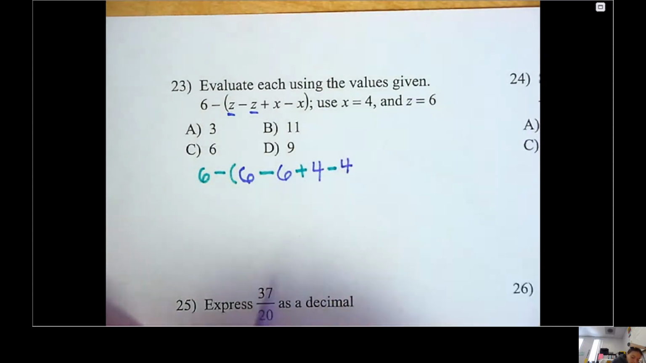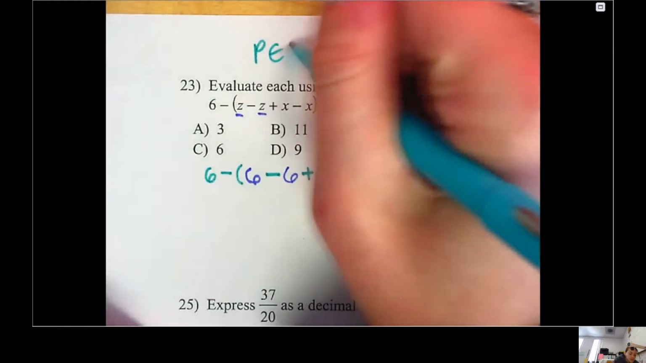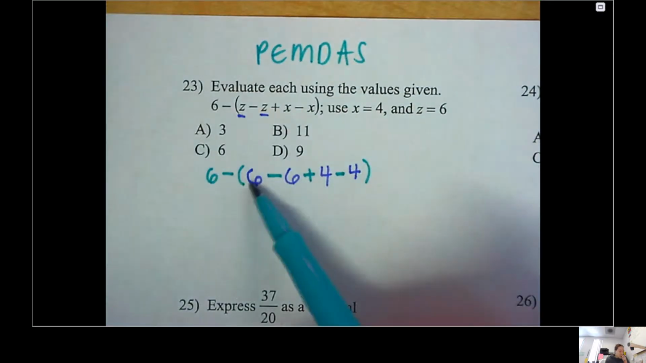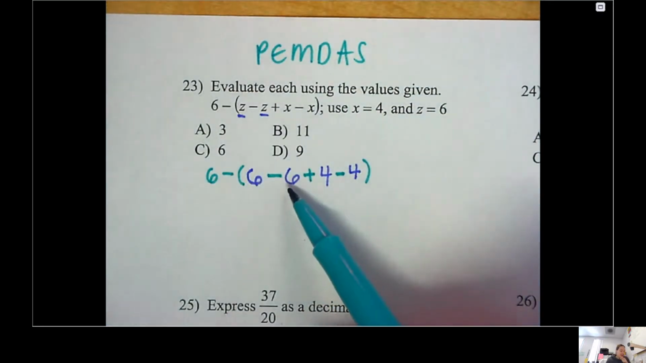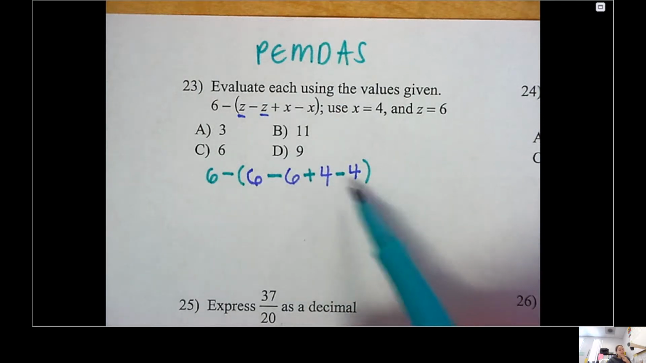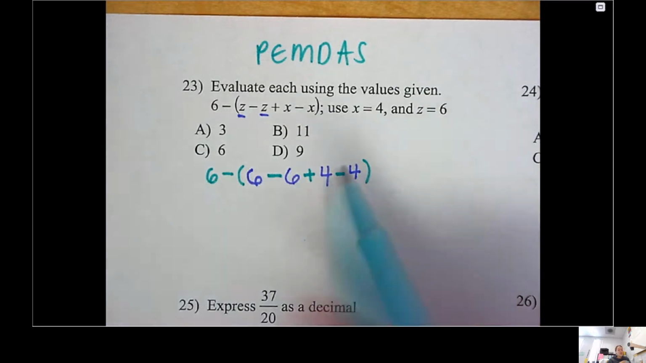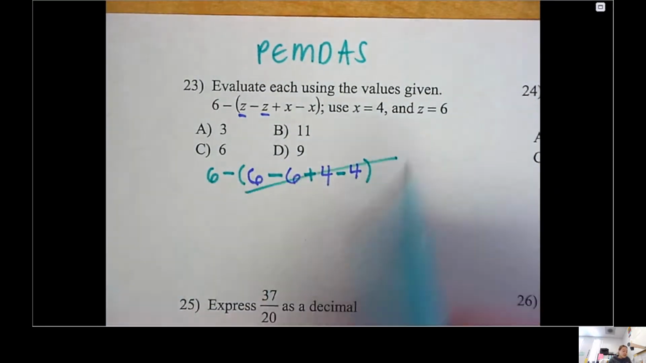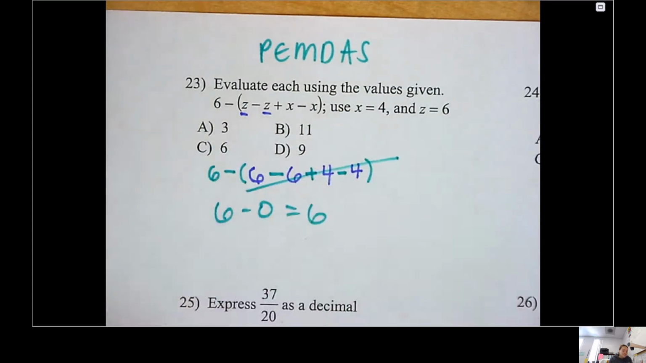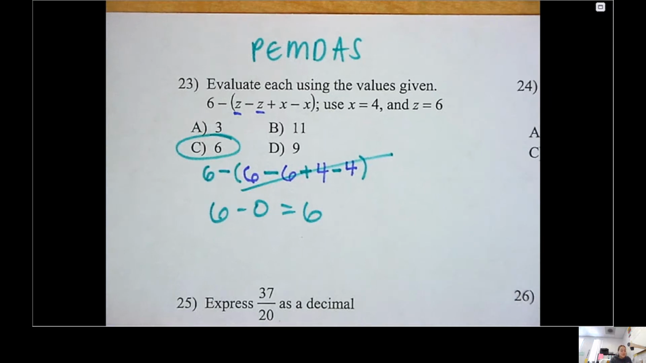Okay, remember, order of operations says we have to do, please excuse my dear Aunt Sally. So parentheses first. 6 minus 6 is 0. Plus 4 is 4. Minus 4 is still 0. So when you do parentheses, if it's just addition and subtraction, you have to go from left to right. This is just a 0. 6 minus 0 is 6. Ta-da! So make sure you're following order of operations, otherwise you won't get the problems right.